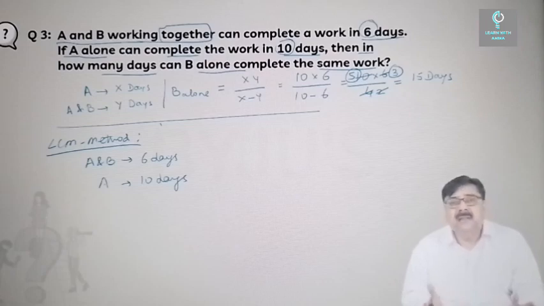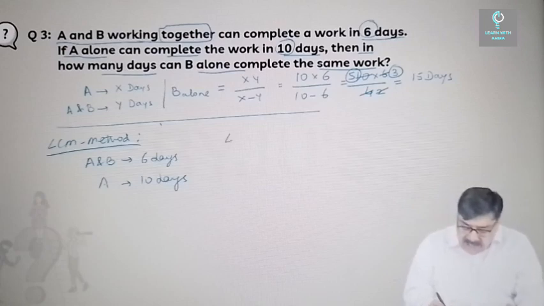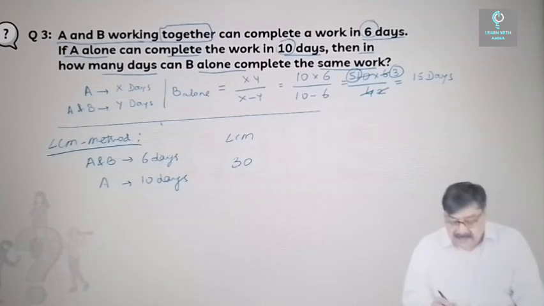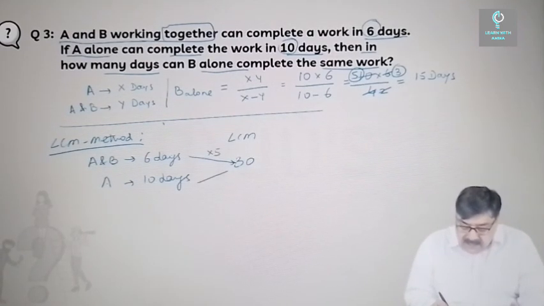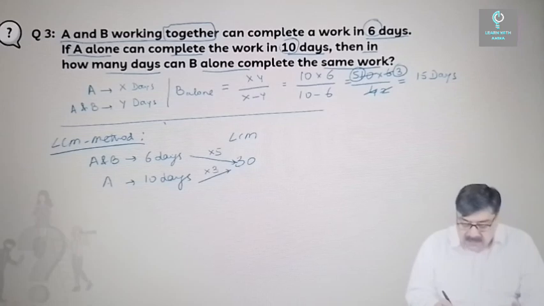The process remains the same. Which is the higher value between 6 and 10? 10 is the greater number. So let us recite the table of 10. Is 10 divisible by 6? No. 10 into 2, 20 divisible by 6? No. 10 into 3, 30 divisible by 6? Yes. So we found the LCM as 30. This is the LCM of 6 and 10. And how do we get it? Well, 6 into 5 and 10 into 3.